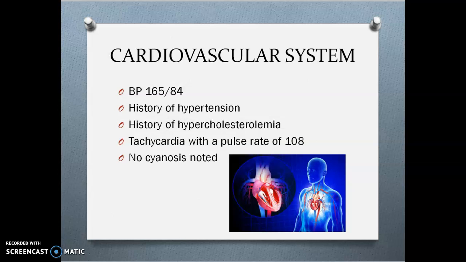Next is the cardiovascular system. There was a blood pressure noted of 165/84. The patient does have a history of hypertension. Patient has a history of hypercholesterolemia. The pulse rate was 108, noting tachycardia. There was no cyanosis noted upon exam.